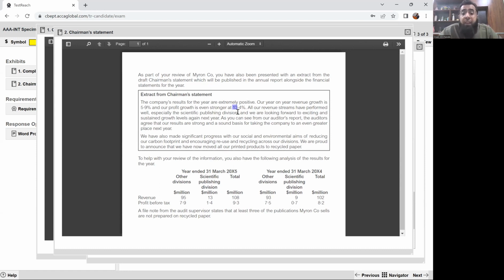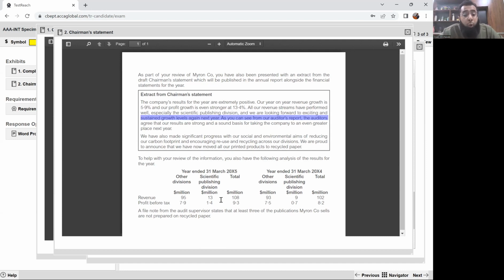All our revenue streams have performed well, specifically the scientific publishing division. We are looking forward to exciting and sustained growth levels again next year. Now, this is one of the things on which you can argue that the chairman's statement is creating a misleading impression, because the company is selling the scientific publishing division. And when they are selling the scientific publishing division, the growth will not be sustained.